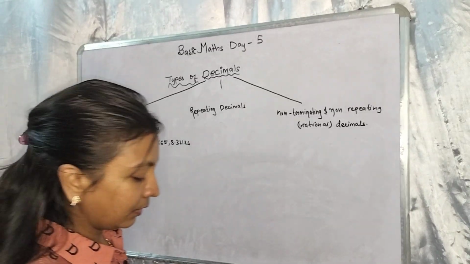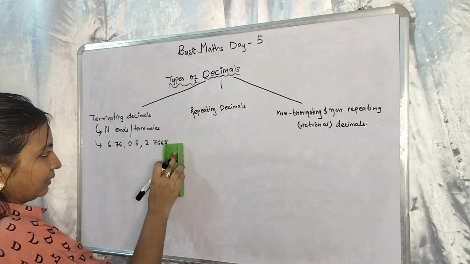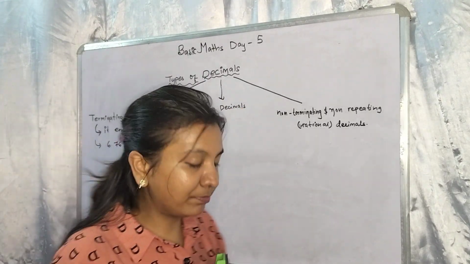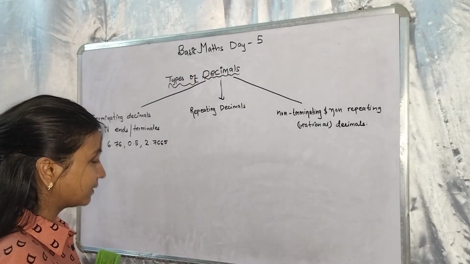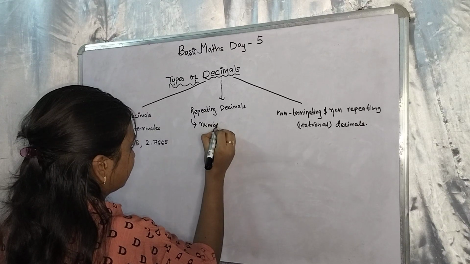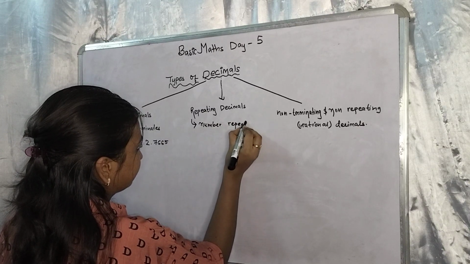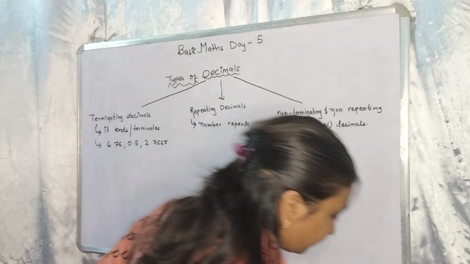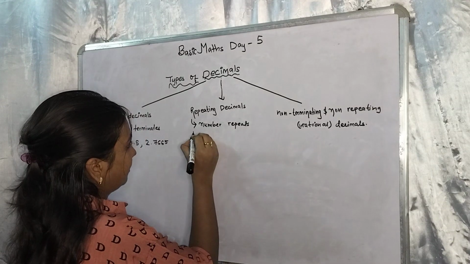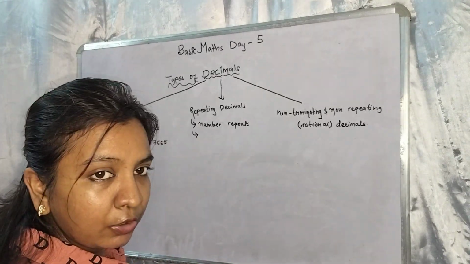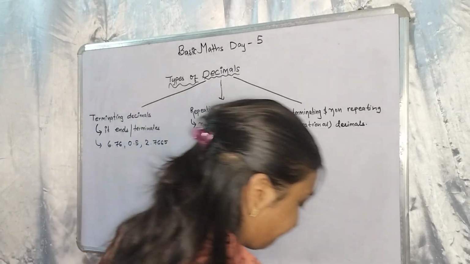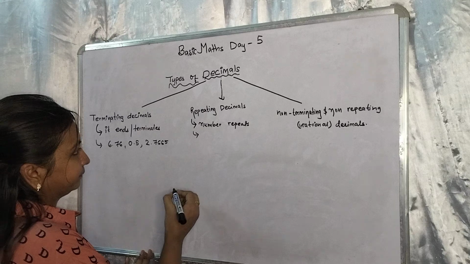Moving forward to another type, that is the repeating decimal. What is that? Repeating decimal means the numbers repeat in a similar fashion. It may be two numbers or a single number, but they repeat. And this is called repeating.